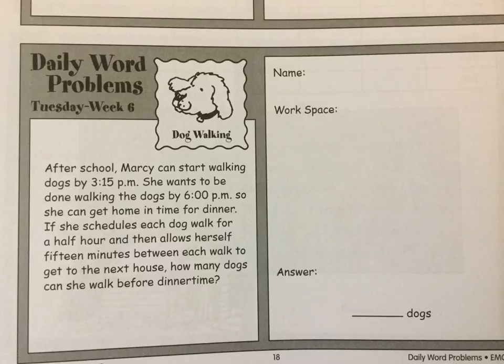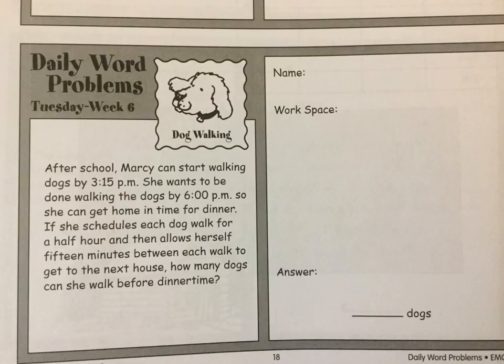Now for Tuesday, we have a little bit of a time problem. It says, after school, Marcy can start walking dogs by 3:15 p.m. She wants to be done walking dogs by 6 p.m. so she can get home in time for dinner. If she schedules each dog walk for a half hour, then allows herself 15 minutes between each walk to get to the next house, how many dogs can she walk before dinner time?